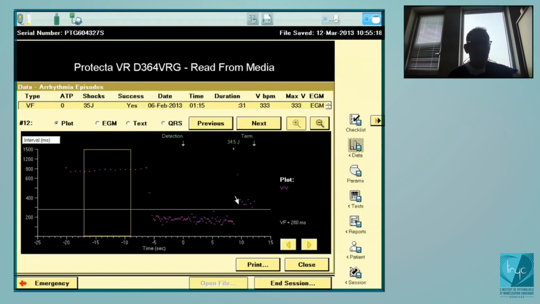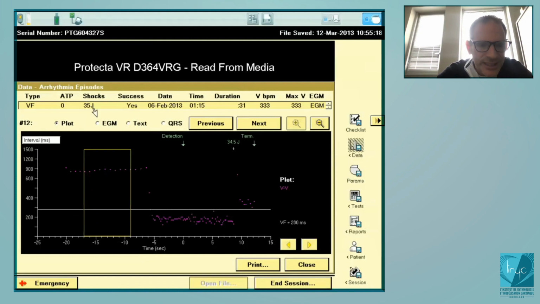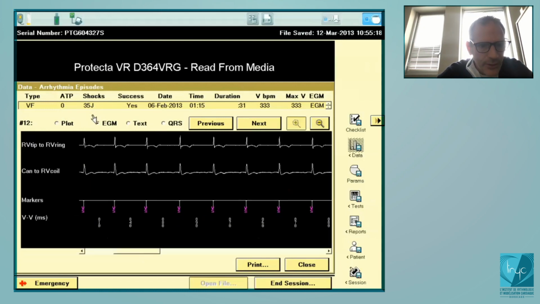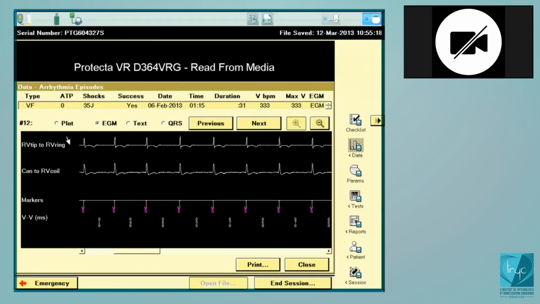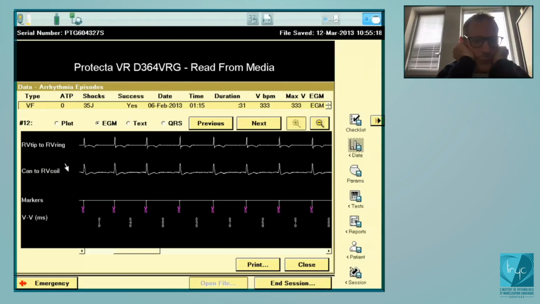Okay, so now if you click on the EGM, once more I would strongly recommend, anytime you analyze a tracing in Medtronic, to start with the plots to have a global ID, and then check with the EGM. So what are the channels here? We have an RV tip to ring and a far field channel with CAN to coil. The first one on top is the bipolar channel, and then you have what we call the choke channel, which is exactly a far field signal between the CAN and RV coil.